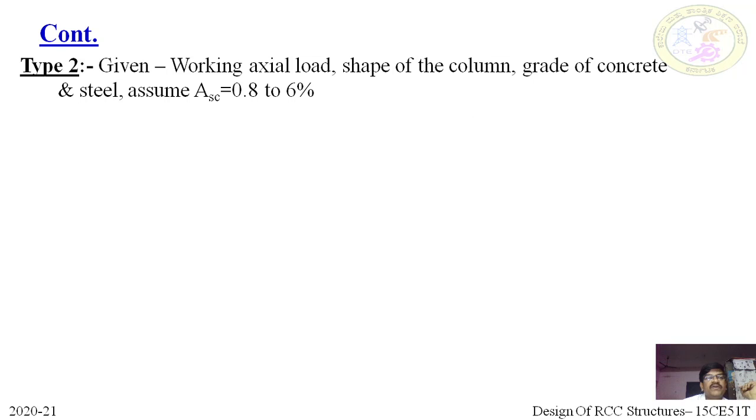Next, type 2. Given things are working axial load, shape of the column, grade of concrete and steel, assume Asc equal to 0.8 to 6%. So working load is given, shape is given, shape of square, rectangle or circular is given, grade of fck M20, and fy are given.